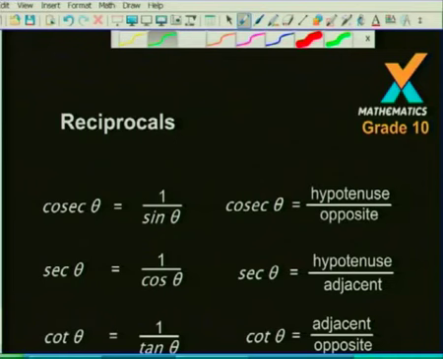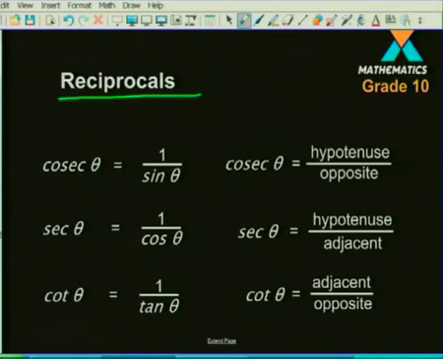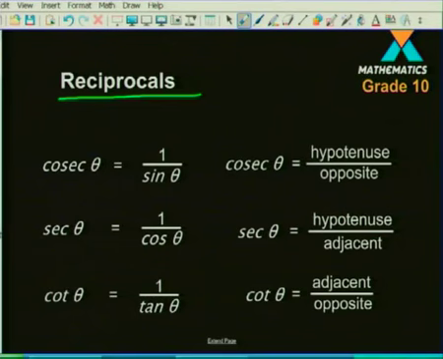The next slide, as I said to you, is called the reciprocals, and this is where we start giving the names. Remember I said we want the reciprocal of sine. To get the reciprocal of sine, we must multiply by 1 over sine so that we get the answer 1. So the slide says 1 over sine theta is equal to cosec theta. Now the proper name of cosec is cosecant.